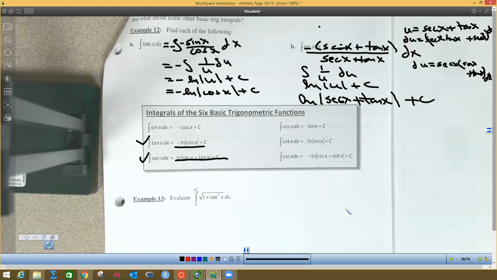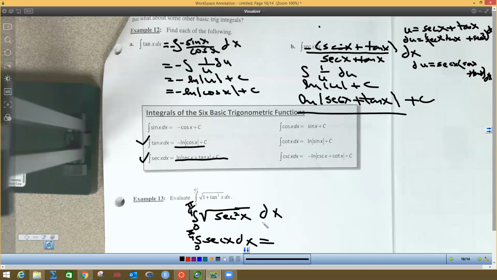And we got one more problem to do, and this one's tricky because you got to know some identities. So 1 plus tangent squared is also equal to, from the old days, pre-calc identities, secant squared x. That's an identity from the Pythagorean ones. So a square root and a square cancel out, so this is going to be the integral from 0 to pi over 4 of secant x dx. And then you have to know the integral of secant x. Well, I think we just found it right there, didn't we?